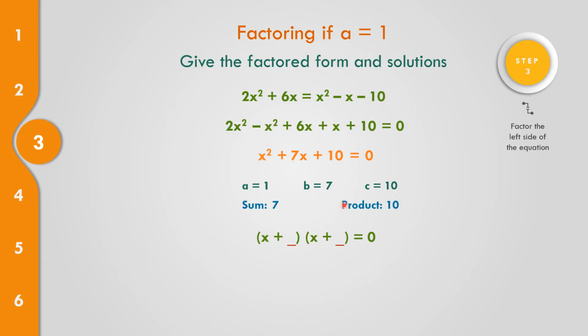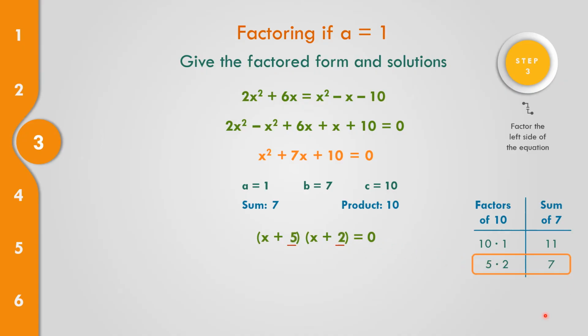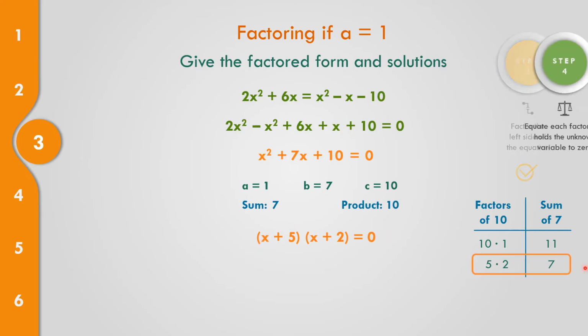So let us see how to get the factors of the number. The factors of 10, if we multiply, should be 10. And if we check, the sum must be equal to 7. If we try to get the factors, 10 times 1, that is 10. But if we add 10 plus 1, that is equal to 11. So that is incorrect. If we try 5 times 2, that is 10, correct. 5 plus 2, that is equal to 7. So the factors are x plus 5 times x plus 2, that is equal to 0.